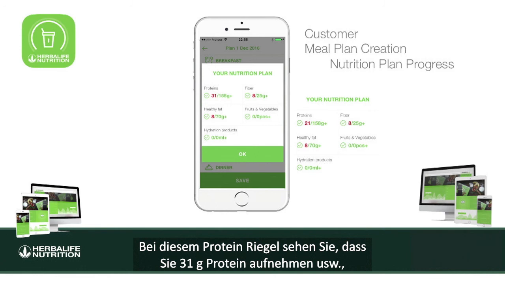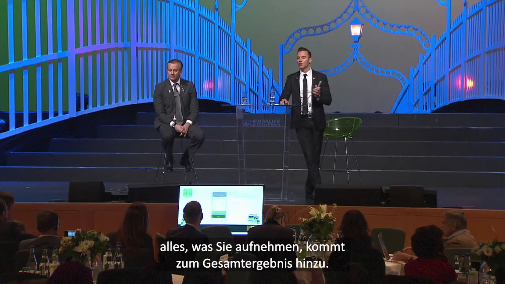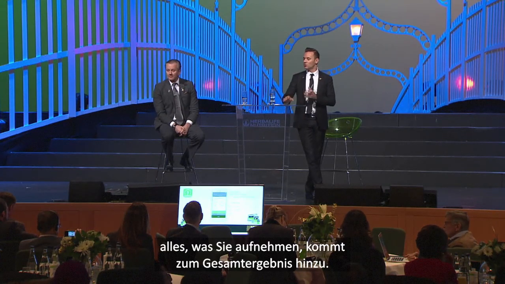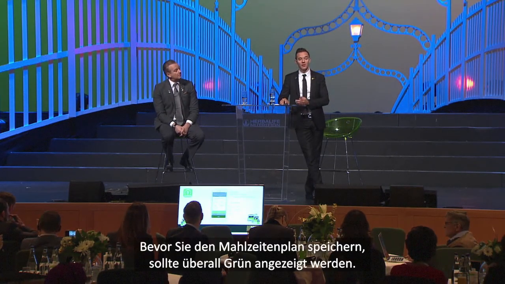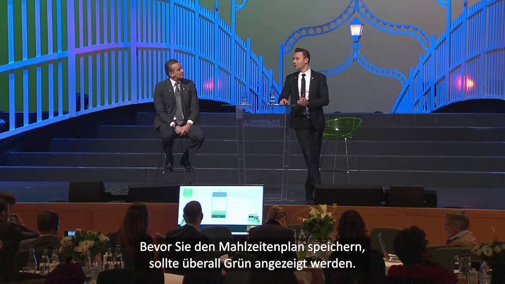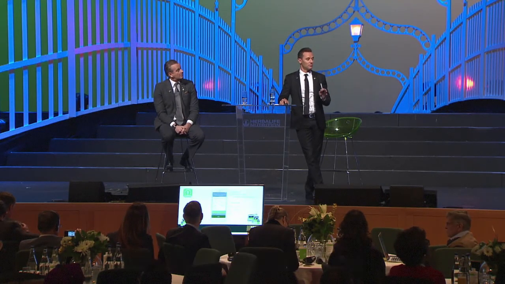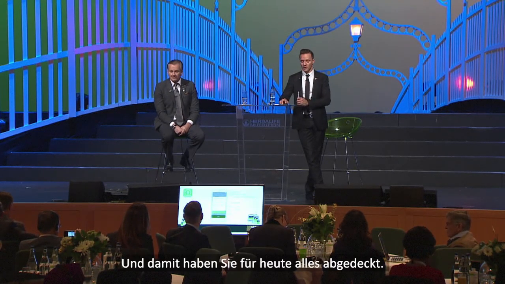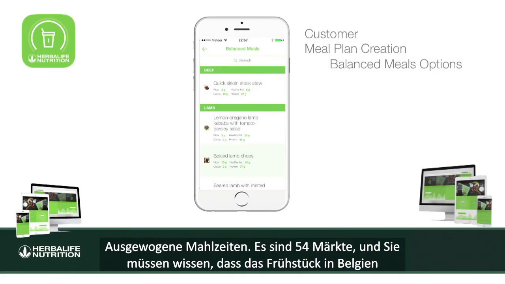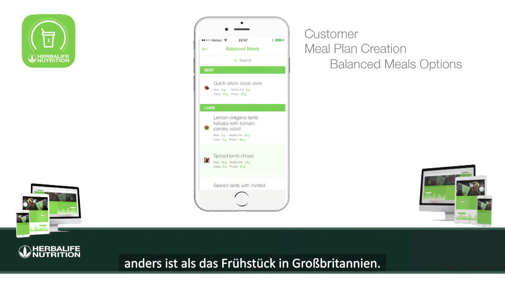So again, with this protein bar added, now you see you have 31 grams of protein and so on and so on. So it calculates everything that you add into the total result. And actually, before you save the meal plan, you should have everything in green. This means you have everything covered for this day. Balanced meal options, and this is something, because it's 54 markets, you have to understand that the breakfast in Belgium is different than the breakfast in the UK.